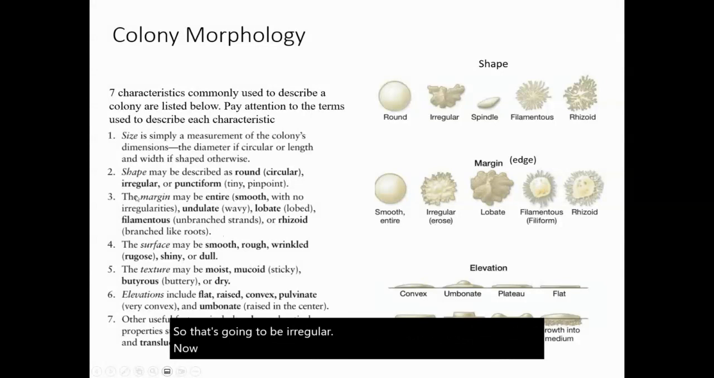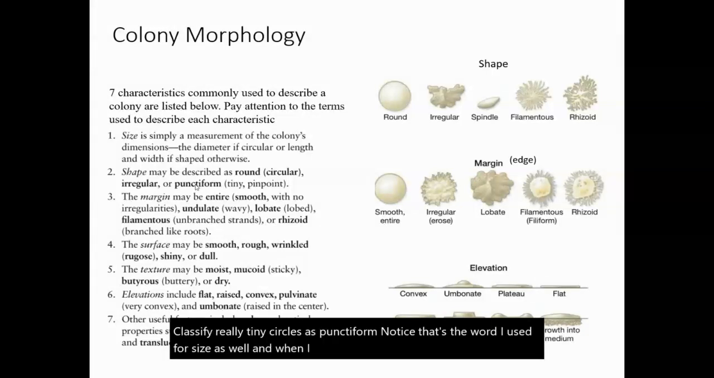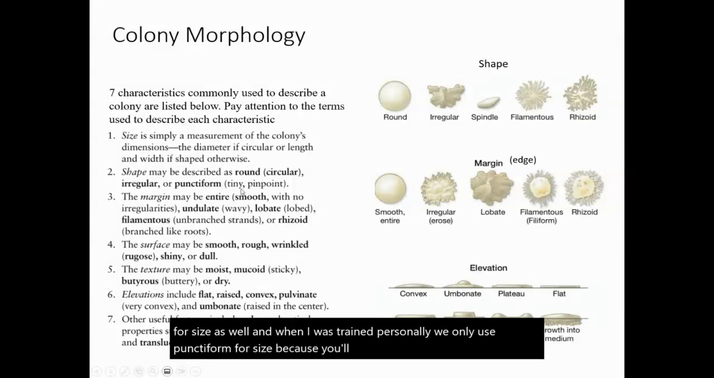Now, some people do classify really tiny circles as punctiform. Notice that's the word I used for size as well. When I was trained personally, we only use punctiform for size, because you'll notice next to it, common terms are tiny and pinpoint. That's a size, right? But in some books, they do lump it in to be like a tiny circle. So if you put punctiform for the shape, I'm not going to count off, assuming it is a very tiny circle. And you will see some pictures of what punctiform versus round looks like.